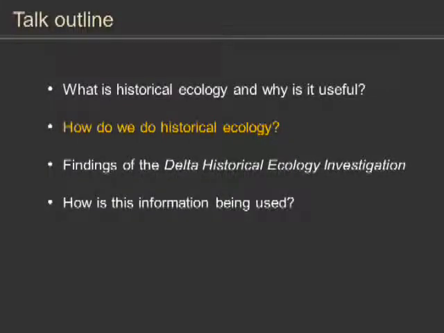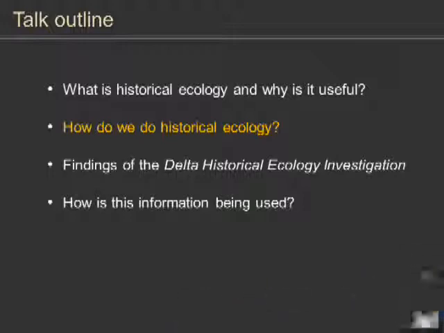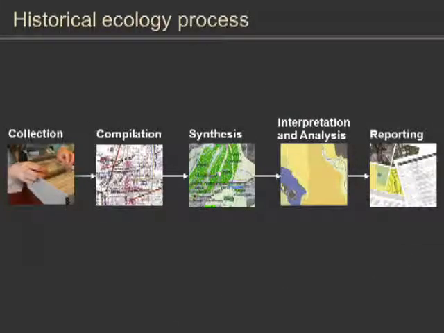Great to be here. So Robin talked a little bit about the importance of why we do historical ecology, and I'll talk a little bit about how we do it before launching into what we found for the Delta. Our goal here is to map and describe conditions in the early 1800s before significant Euro-American modification. The process we have is bringing together a wide array of information from the historical record into a cohesive synthesis of what conditions were like.